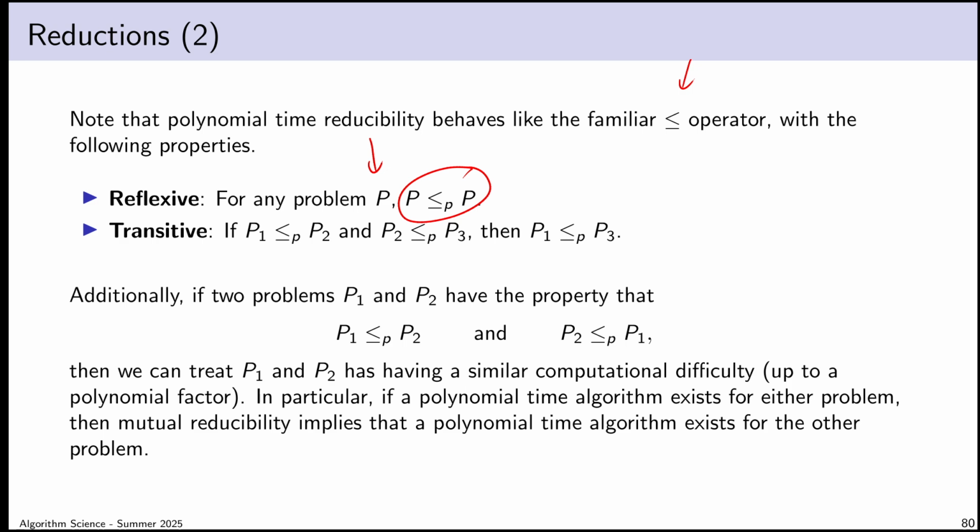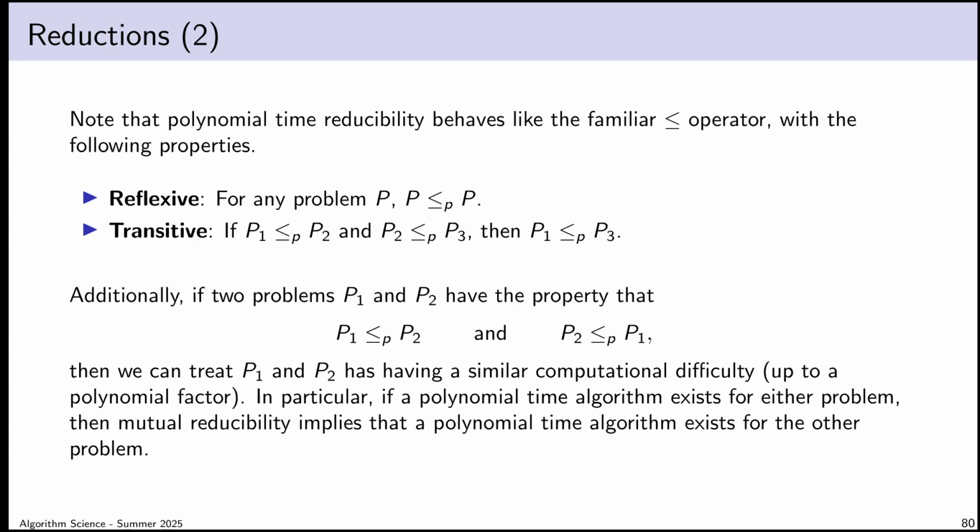We also have transitivity. So if P1 is polynomial time reducible to P2, and P2 is polynomial time reducible to P3, well, then P1 can be reduced to P3. You just go through an instance of P2 in between.